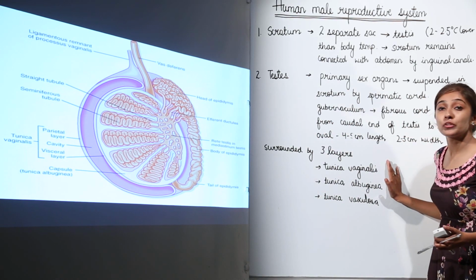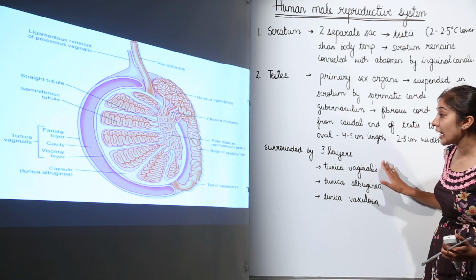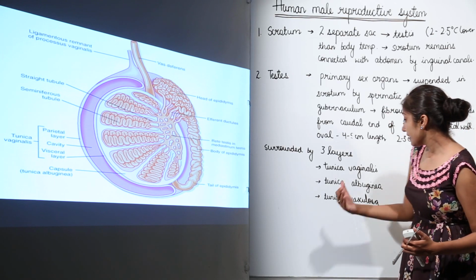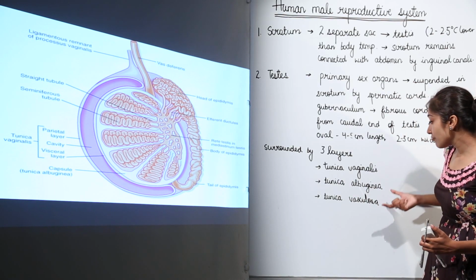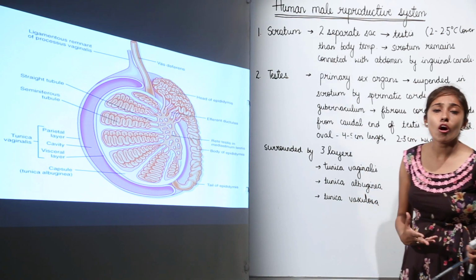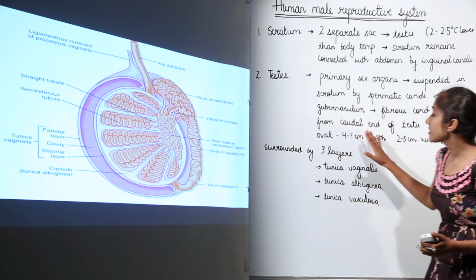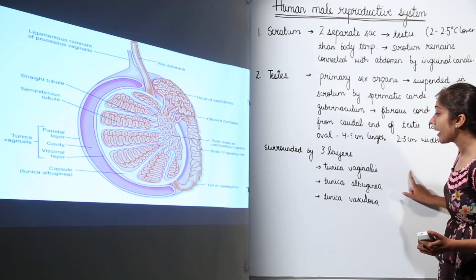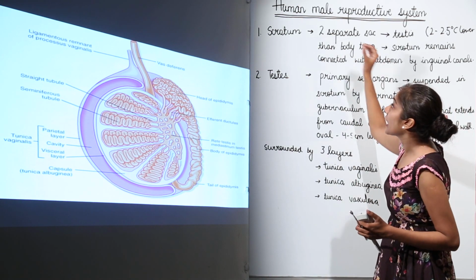So we have three layers that surround the testis. Remember, we have Tunica vaginalis, the outer one, right? Then we have Tunica albuginea, next to Tunica vaginalis. Then we have Tunica vasculosa. Remember from vasculosa that there is a network of capillaries. So this is about the three layers that surround the testes of the male reproductive system.